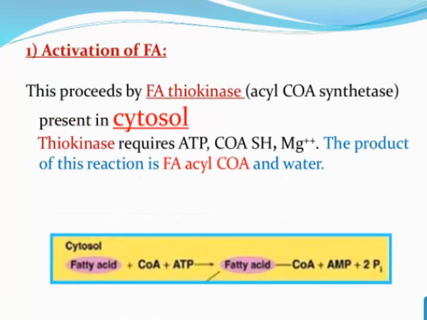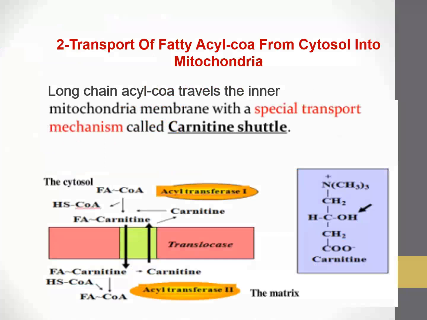For the first step, activation of fatty acids, this proceeds by the fatty acid thiokinase enzyme, which is present in the cytoplasm of the cell. This thiokinase enzyme requires ATP, coenzyme A, magnesium, and so on. The product of this reaction is fatty acyl-CoA. So in the activation, fatty acid in the presence of coenzyme A and ATP is converted to fatty acyl-CoA. This is the first step, and the second step is transport of fatty acyl-CoA from cytosol into mitochondria.